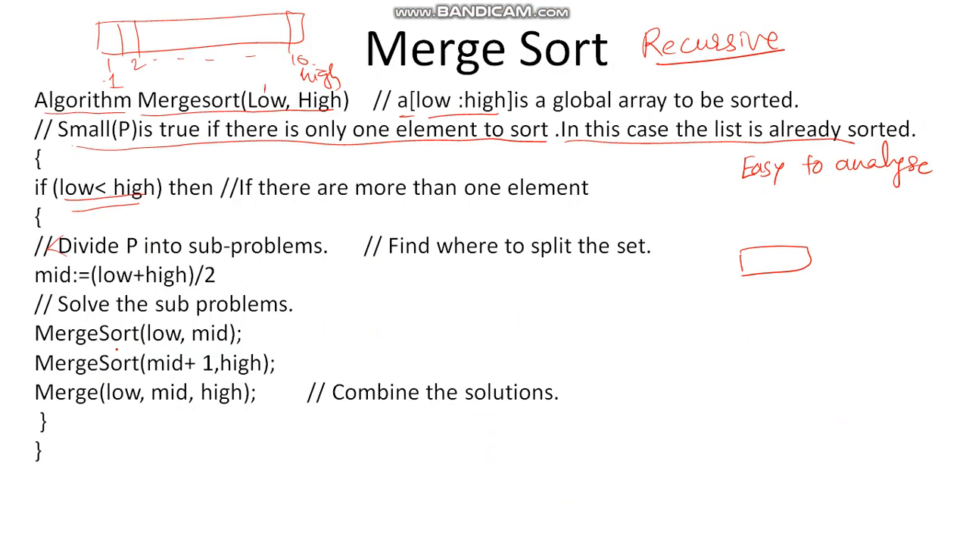So we have to divide the problem P into subproblems whenever the lower index is less than the higher index. If that happens, in that case what we do is divide P into subproblems. So I am dividing it into two problems. So what are the two problems? Mid is equal to low plus high divided by 2.